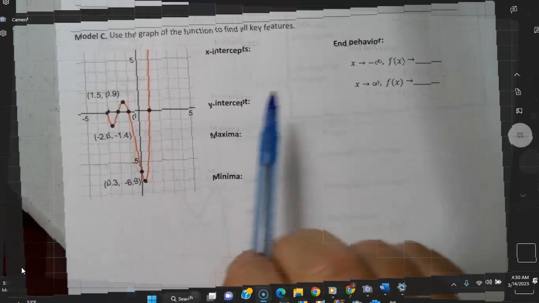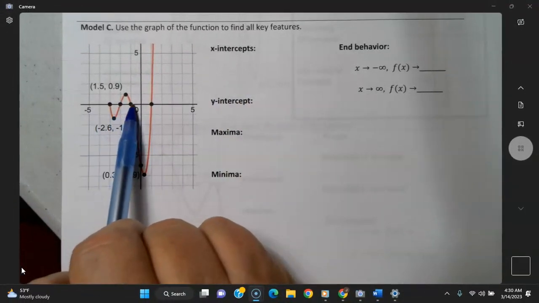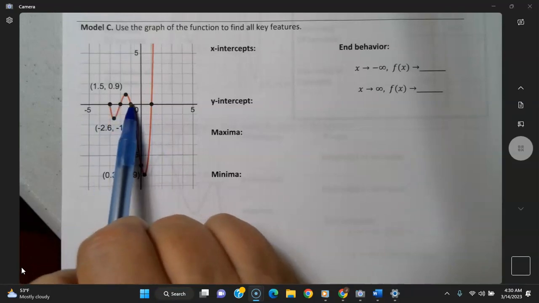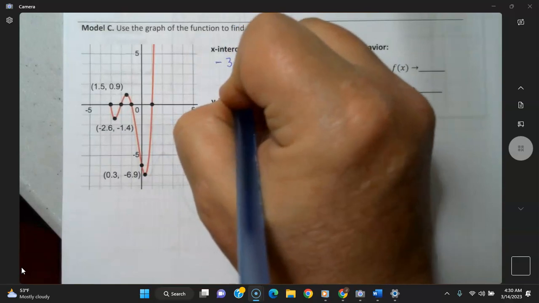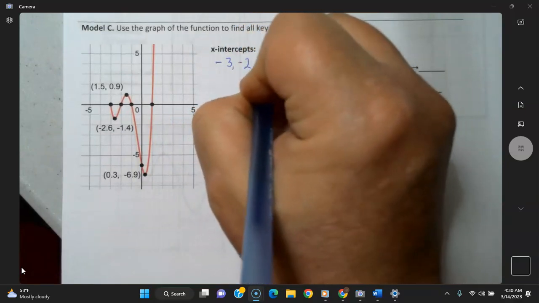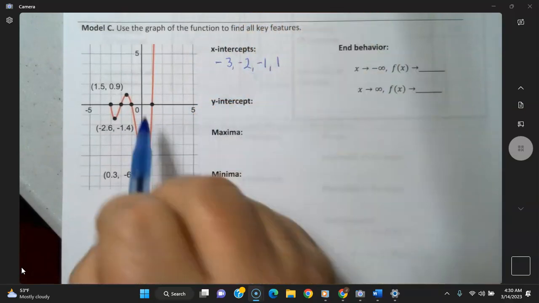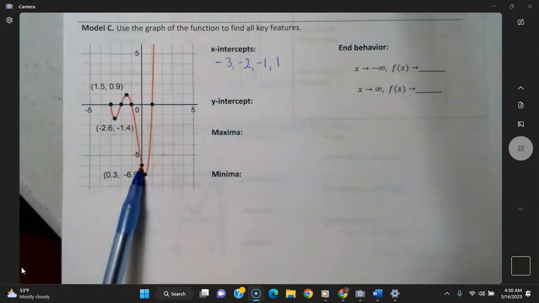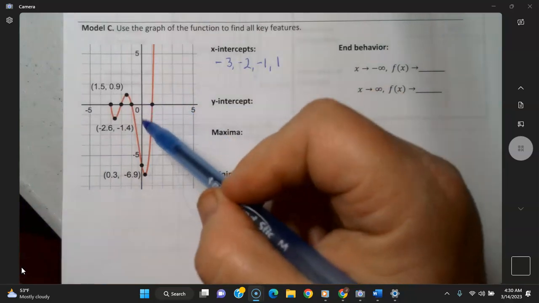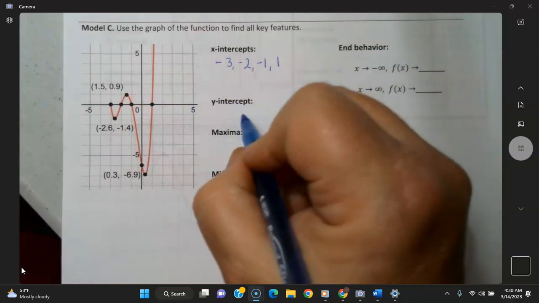All right, x-intercepts. So x-intercepts are the places where it crosses the x-axis. There's 4 of them. This is negative 3, negative 2, negative 1, and positive 1. So just write those down. Okay, those are the x-intercepts. The y-intercept, there's only one y-intercept. It's that point right there. And you would have to come down to -5, -6.